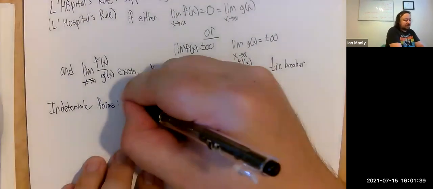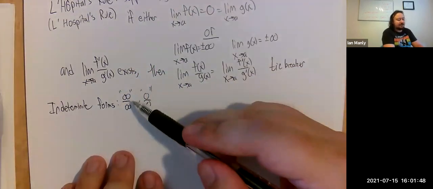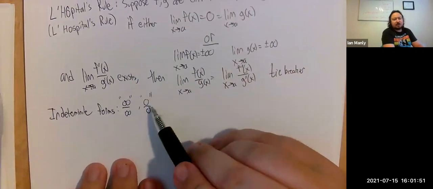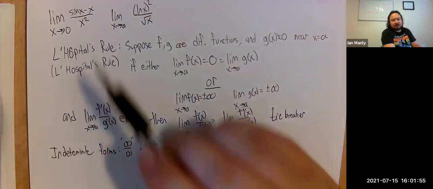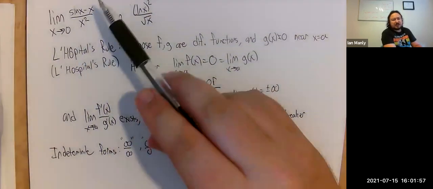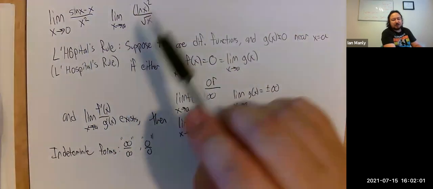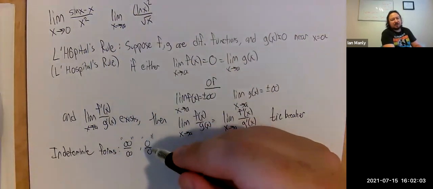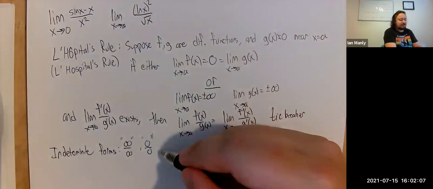So the first two are infinity over infinity and 0 over 0. And I put these in quotes because these quantities aren't defined. These aren't even numbers. What I mean by this is that the limit on the top is going to 0, and the limit on the bottom is going to 0, or they're both going to infinity. They don't actually have to equal that if you plug in the number, if you can.